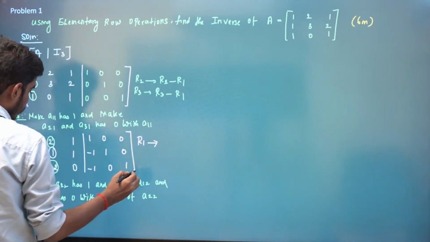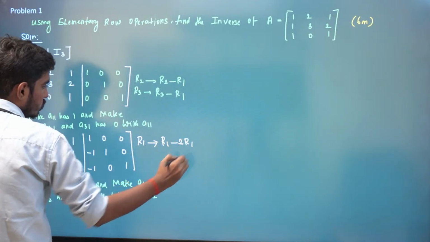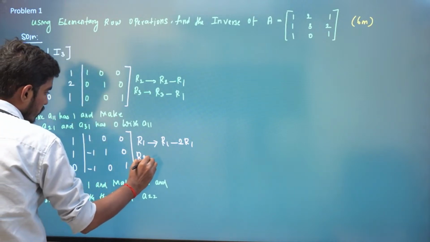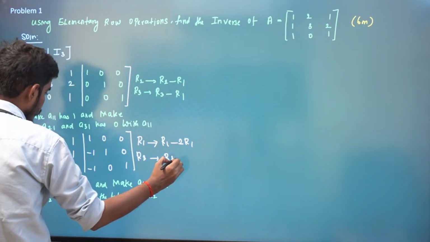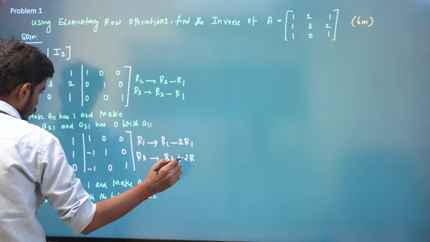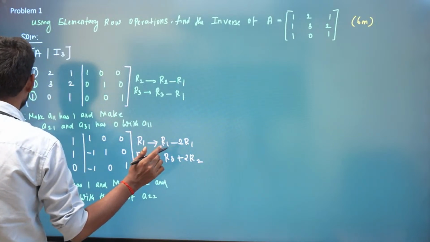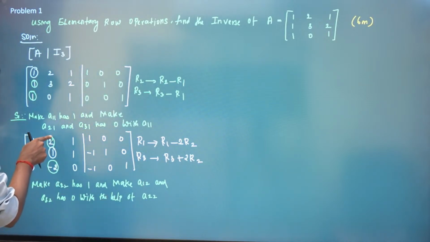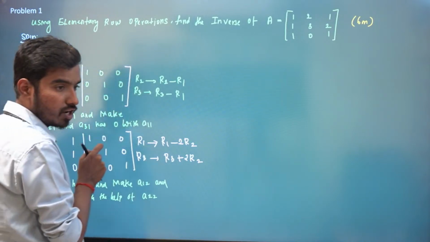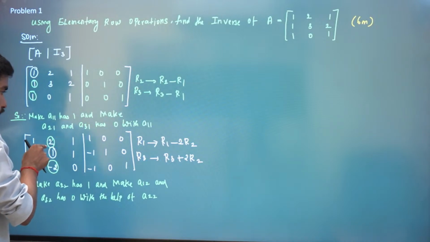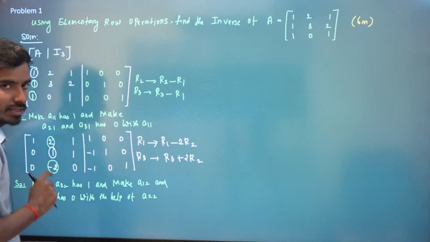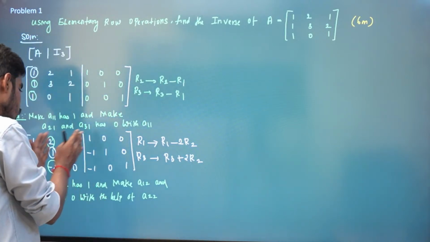So R1 is transformed to R1 minus 2 times R2, so you multiply 2 here and then you subtract. And R3 is transformed to R3 plus 2 times R2. Yes or no? I need to make this 2 as 0 and minus 2 as 0 with the help of 1. So you multiply 2 here and then you subtract, and you multiply 2 here and then you add. These two operations will make these elements 0. So apply the same operation here also now.